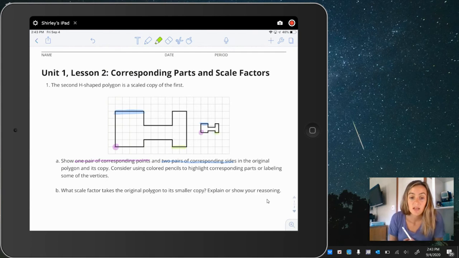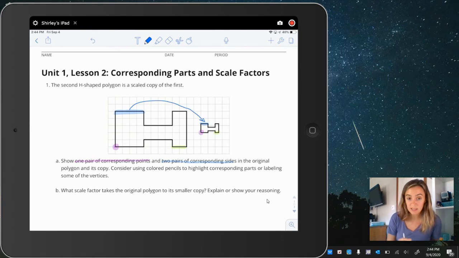What scale factor takes the original polygon to its smaller copy? Explain or show your reasoning. If it says show your reasoning, that means you don't necessarily have to use words. We can show it in our math work. Remember, to find that scale factor, I have to figure out what number takes one side to the next, always dealing with corresponding sides.